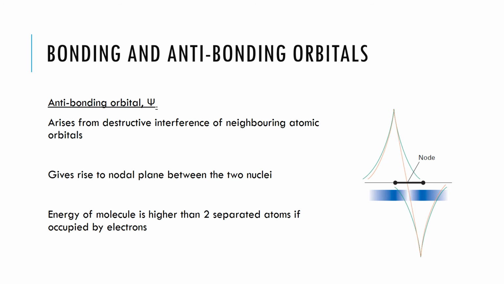But of course, when two atomic orbitals overlap, we can also get destructive interference. And we then generate an anti-bonding orbital. And this gives rise to a nodal plane between the two nuclei. And if this molecular orbital is occupied by electrons, then the energy of the molecule is higher than the two separated atoms.